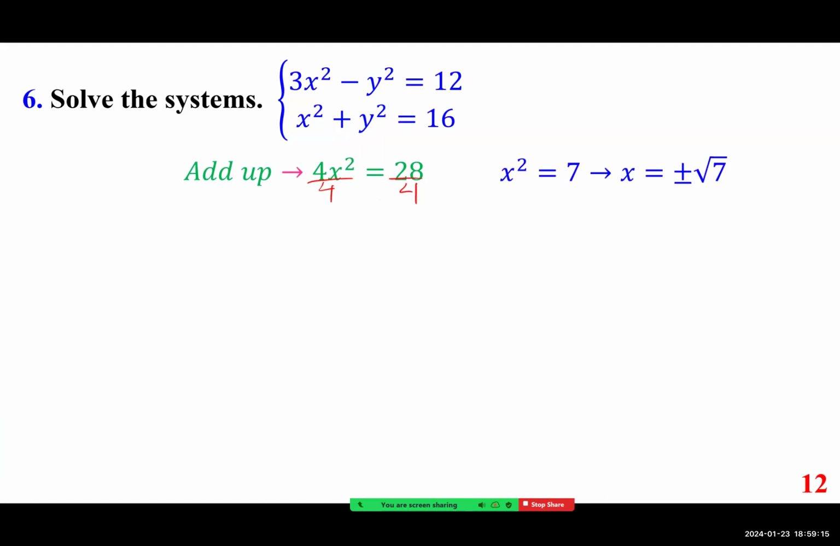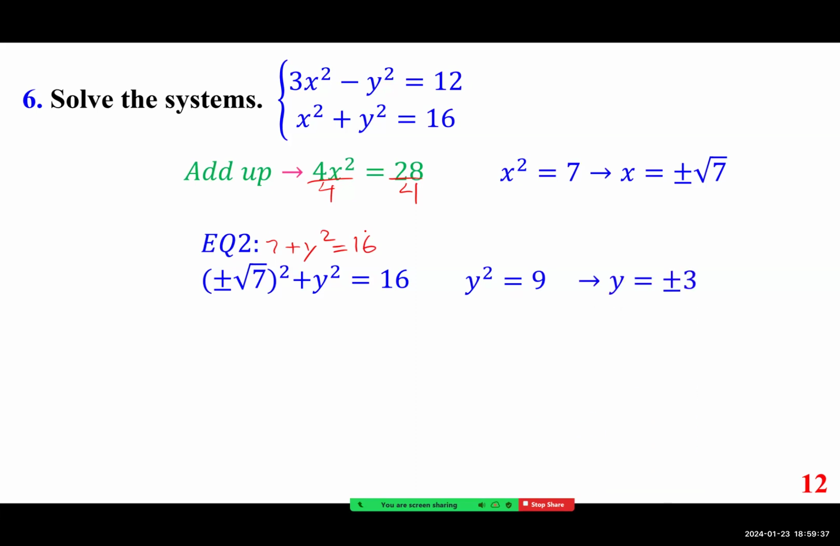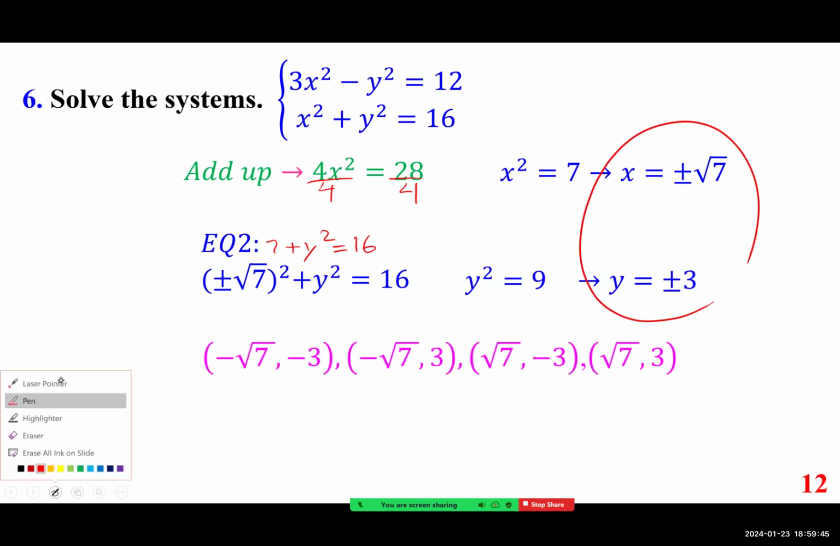Now use one of the equations. Obviously, equation 2 is easier, and plug it in. Whether you put square root of 7 or minus square root of 7 makes no difference. When you square it, it becomes 7. And so y squared is 9, and y is plus minus 3. Please understand these two mean 4 solutions as follows. Minus square root of 7 with minus 3, minus square root of 7 with plus 3, now plus square root of 7 with minus 3, plus square root of 7 with positive 3.